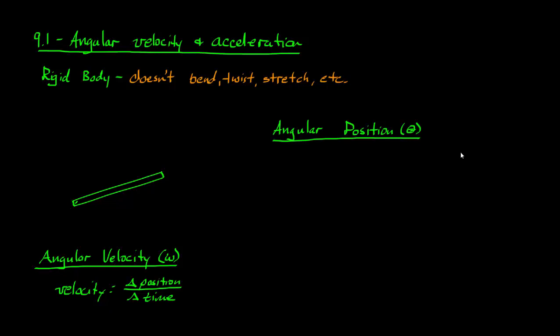So let's start our study of rotational motion. And we'll do that by revisiting some quantities that we picked up in circular motion: angular velocity and angular acceleration. Now we're talking about rotation of rigid bodies, and so we need to define that. That's just an object which doesn't bend, twist, stretch, etc. So rods, like the human forearm, anything that's solid and is going to be moving about an axis of rotation.